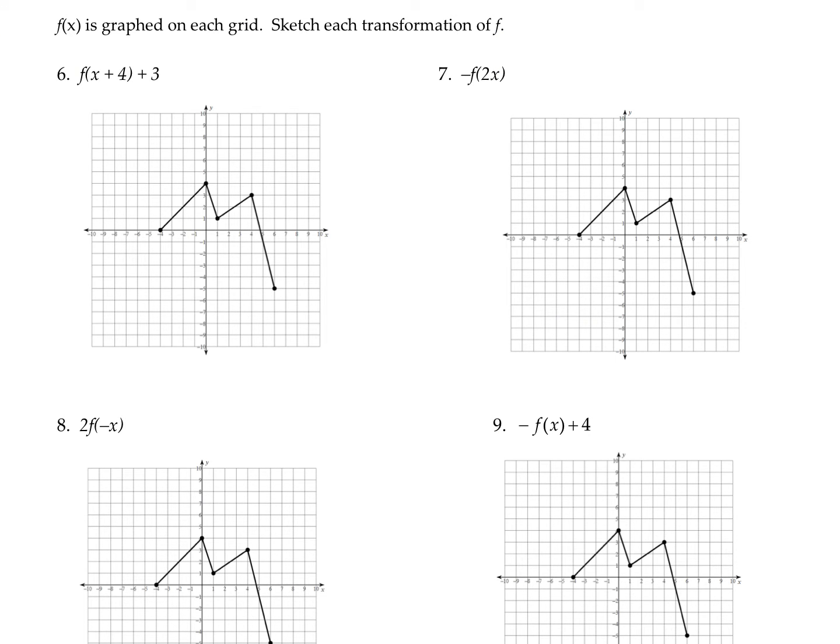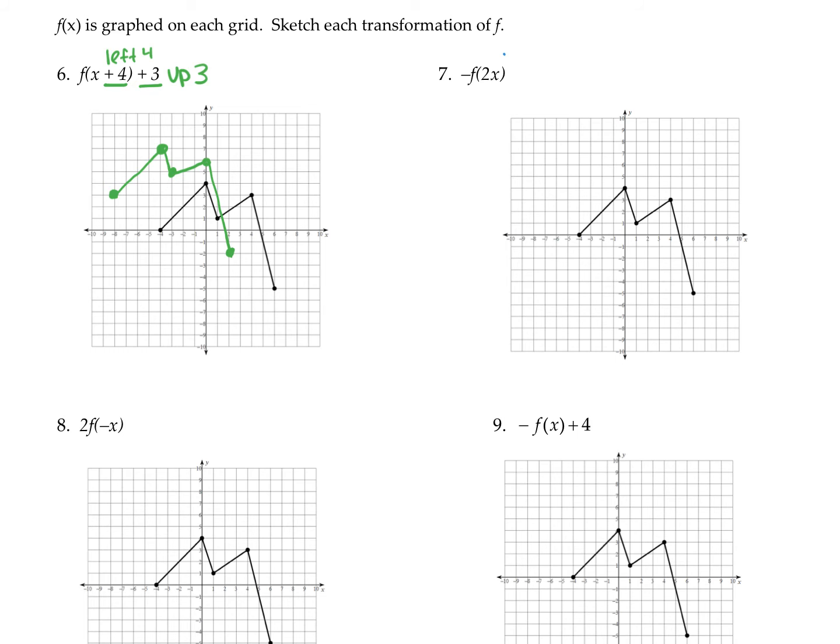So on this page, we have a function that is already graphed and we want to shift it based on this transformation. So this first one means I'm going to go left 4, up 3. So essentially I want to take each of these points and shift them left 4, up 3. I'm taking each of these points and shifting them left 4, up 3, and then connecting them to show my shifted function.